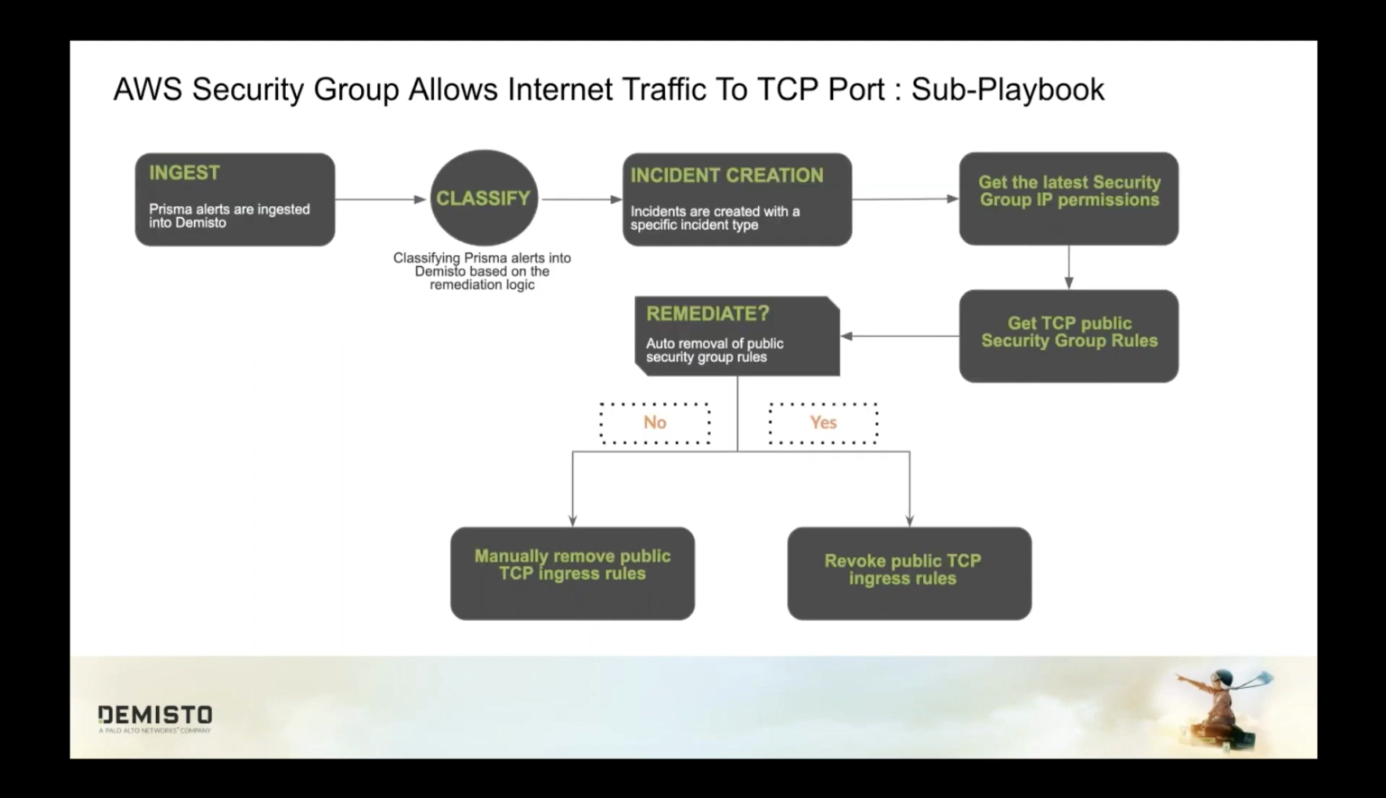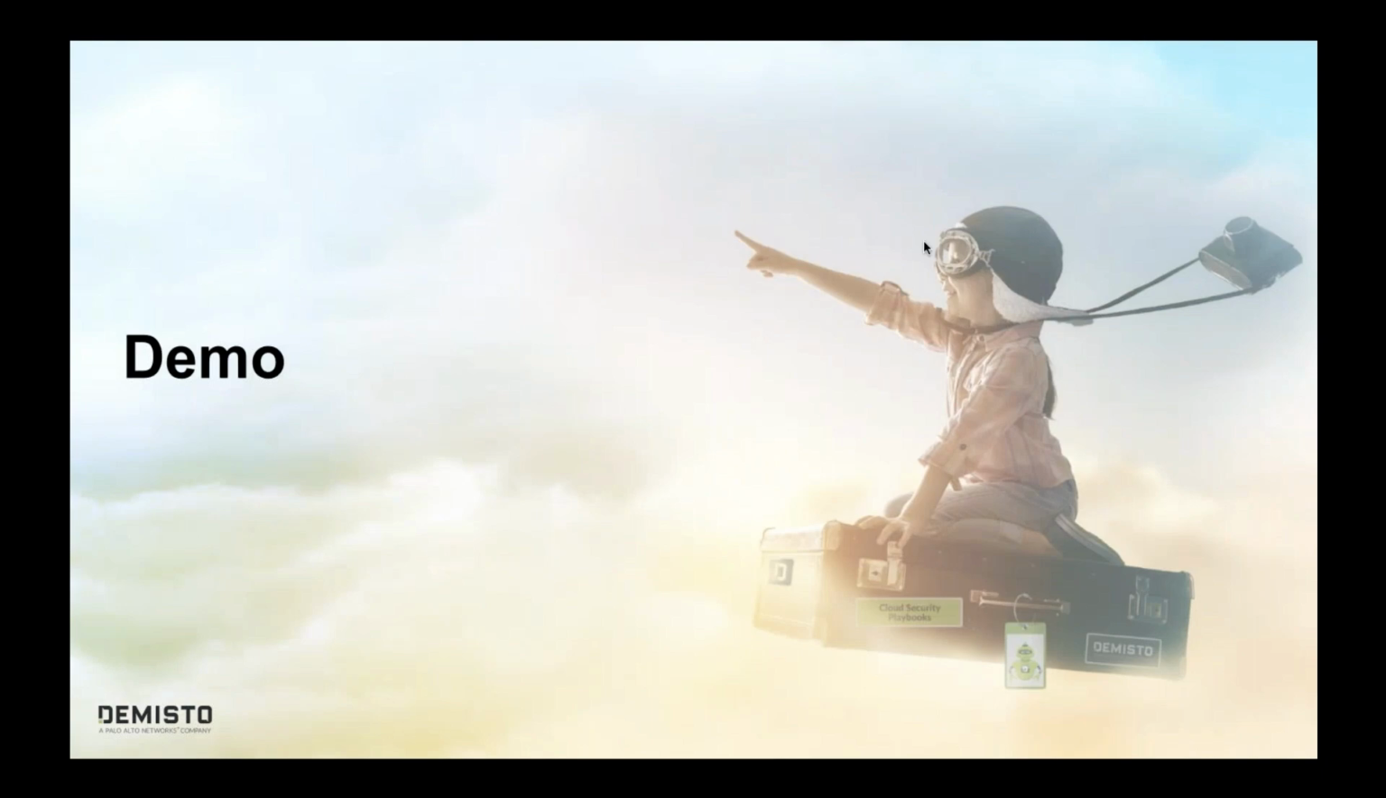Again, a similar playbook to that would be for TCP ports, revoking the public TCP ingress rules. The same set of actions are taken. We're trying to understand the TCP rules that were used, the IP permissions that were used, and then revoking all of them. So let's go through a quick demo.